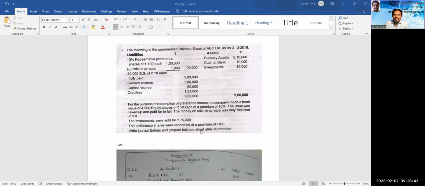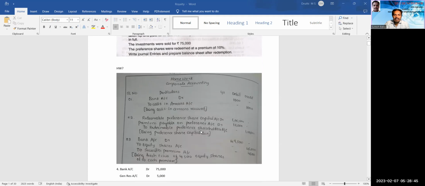Now, write journal entries to prepare the balance sheet. See, one of the students, Vidyashri, I think, has written it. Now I am explaining, and wherever she has made some variation, I have corrected. Check here, homework, corporate accounting. She has written serial number, particulars, ledger folio, debit and credit. So lines are to be drawn whenever you write the journal entry. You have to ensure that.